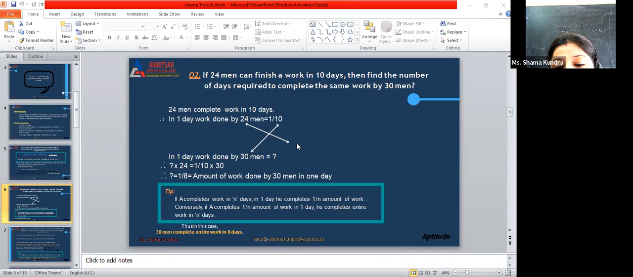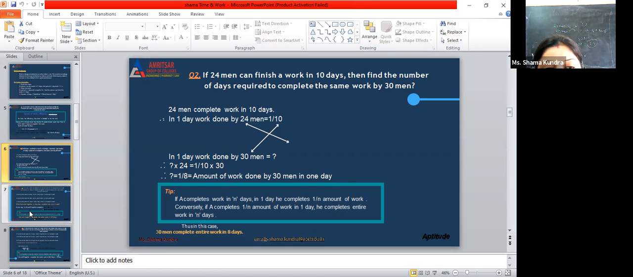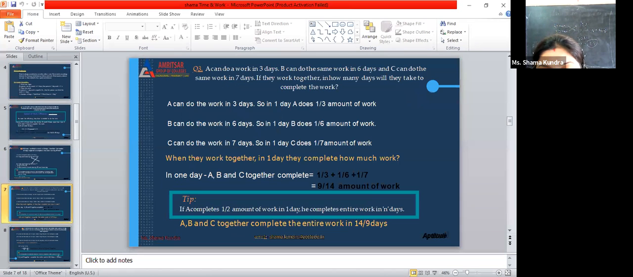We just need to invert, as 1 by 8 amount of work is done in one day. So if you add 8 times, then you will get 8 by 8 equals 1. That is the entire work is done. Full work is done. So we just need to invert and we will get the number of days. Now, before moving on to the next question, I will explain this to you on the board also.